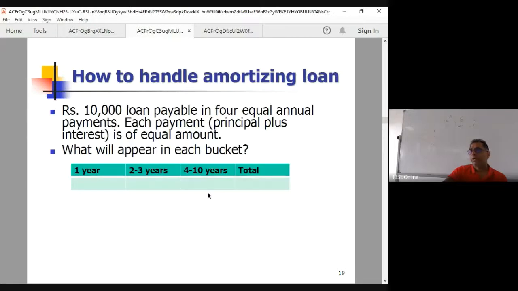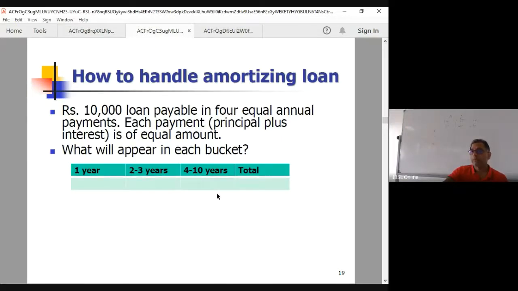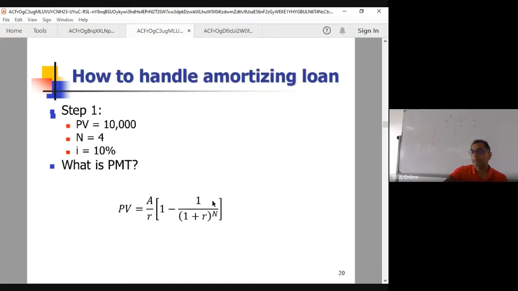Then we looked at how to handle an amortizing loan, and where you would slot your different loan payments. The bank would tell you, look, you have an equal monthly payment of 10,000 rupees, but what is the principal component and what is the interest component in that, and where will it end up in each bucket? Now, for that, we looked at this formula.